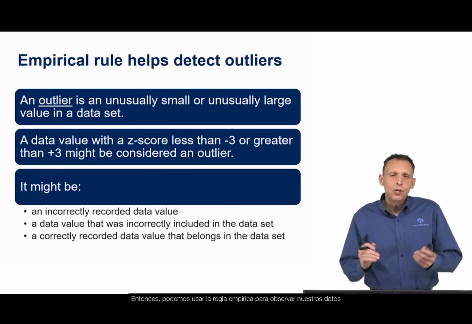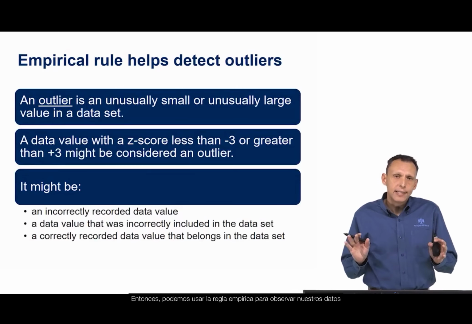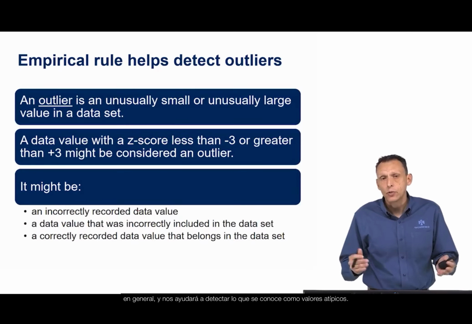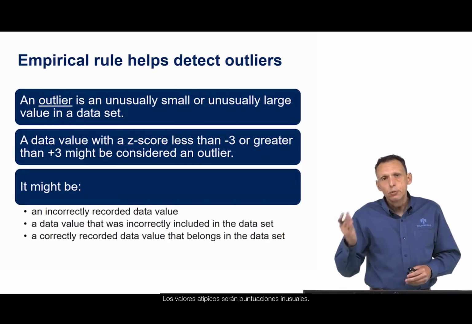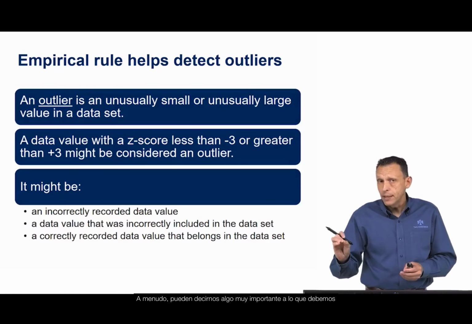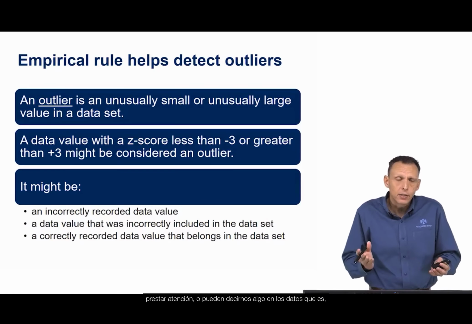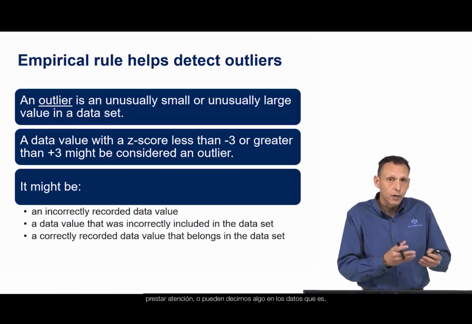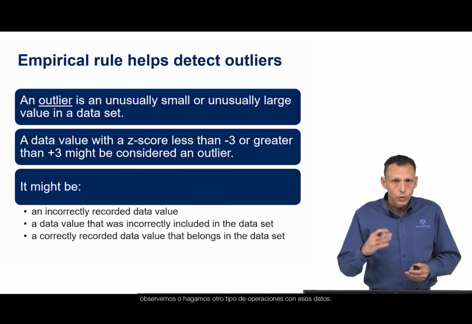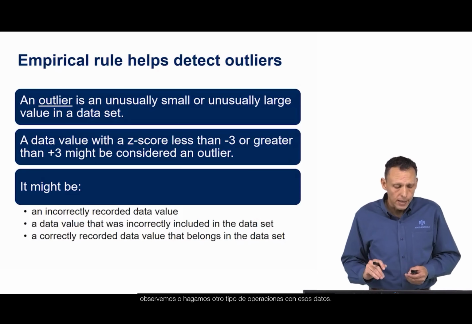So we can use the empirical rule to look at our data in general, and it will help us detect what's known as outliers. Outliers are unusual scores. They can often tell us something very important that we need to pay attention to, or they might point to an error in the data that we need to remove before doing other operations with that data.